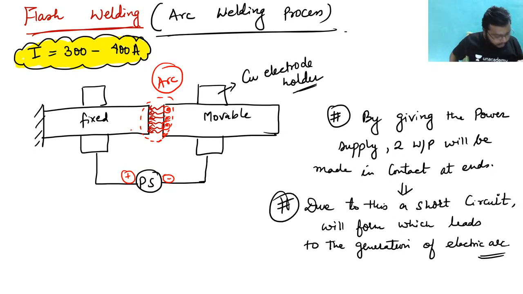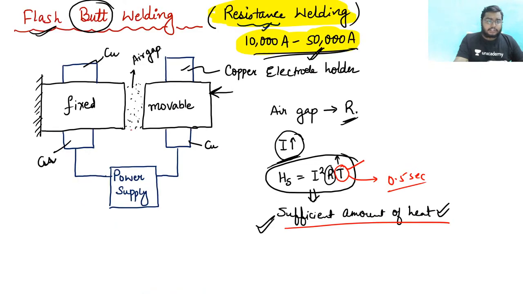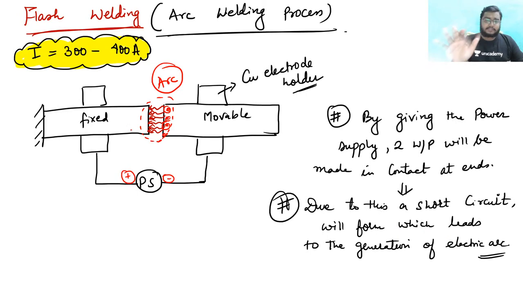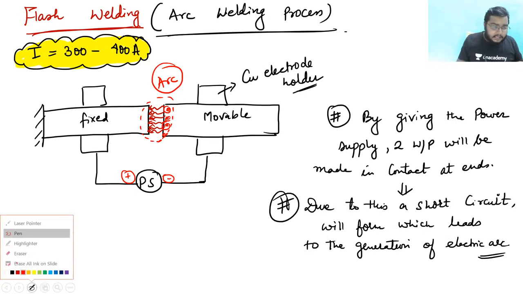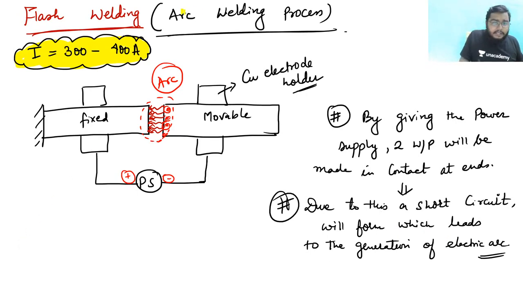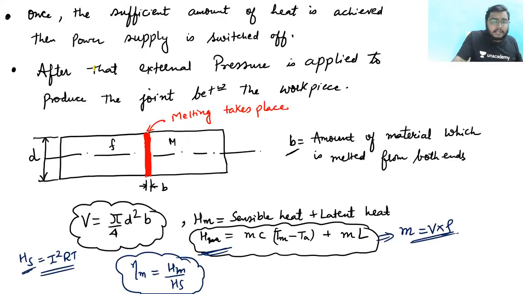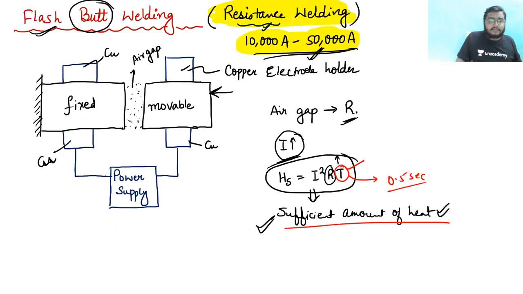I think you got the idea, Punaya ji, which is anode and which is cathode. I am pretty sure that you understood the concept of flash butt welding and flash welding. Basically the difference is that in flash welding there is a formation of arc, and the other is resistance welding. So this is the resistance welding. I hope you got the idea. Each and every concept is clear to you.